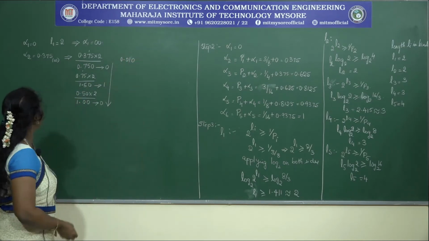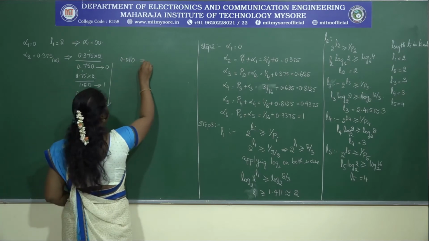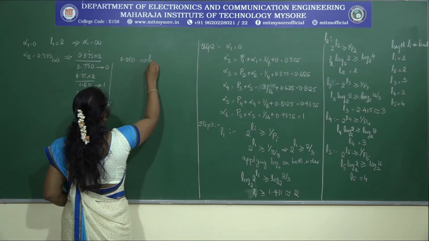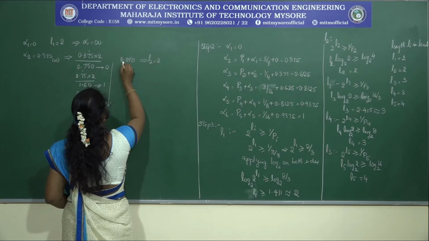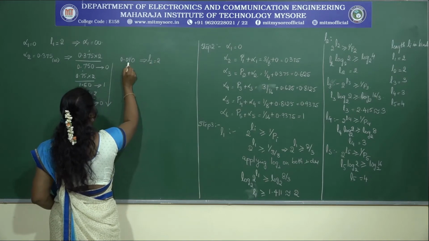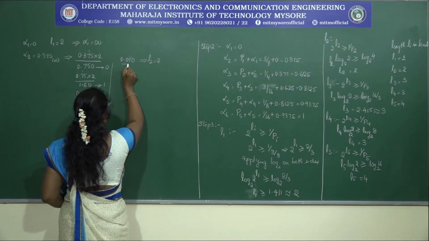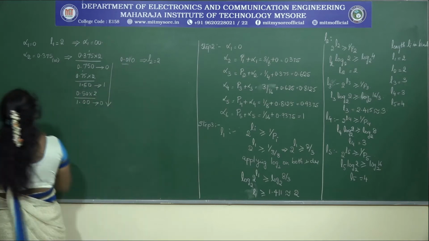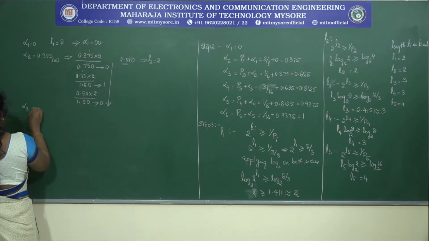So this is the value of your alpha 2. Here, what is its length? The length is 2. So we need to remove this binary point and consider the value. Next we have alpha 3.